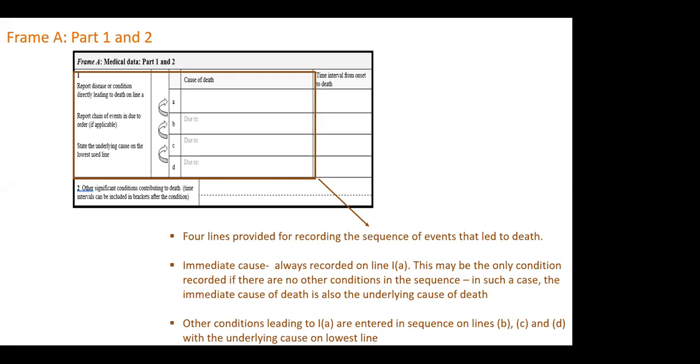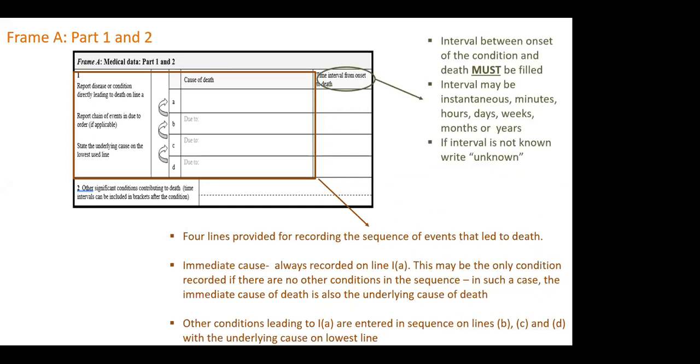We have been to countries where we do this training, give them assignments, okay, fill this form. You find they fill line A, they skip B, they skip C, and then they fill underlying cause of death in line D. The assumption should not be that underlying cause of death is always on line D. No, it is the lowest filled line.